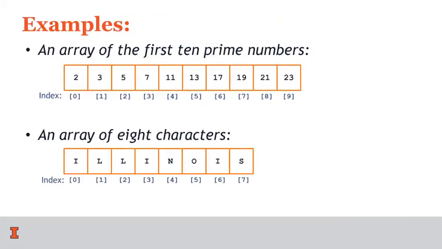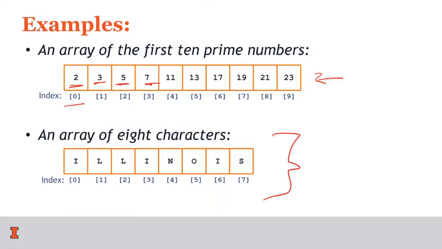An example of an array that has the first 10 prime numbers is this first array right here. You'll see in index 0, we have the very first prime number 2. And immediately following this in memory, we have the next prime number 3, followed by 5, then 7. Arrays aren't limited to just having integers. Here's an array that contains 8 characters.